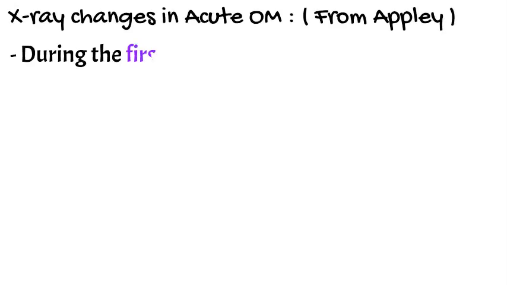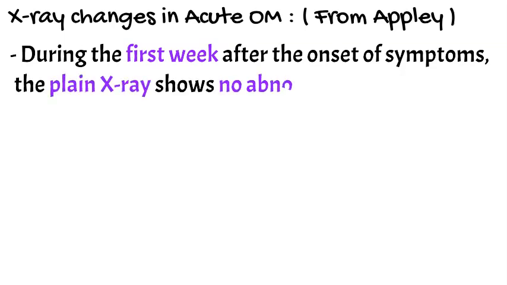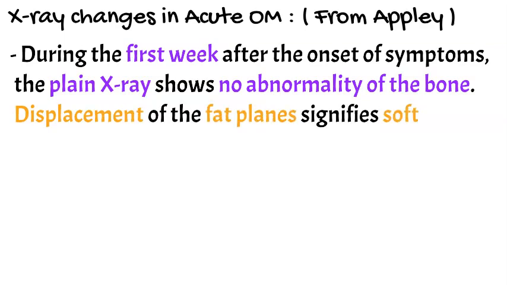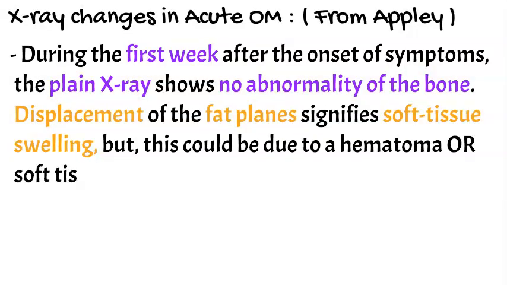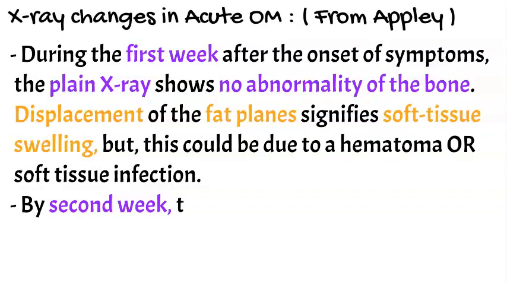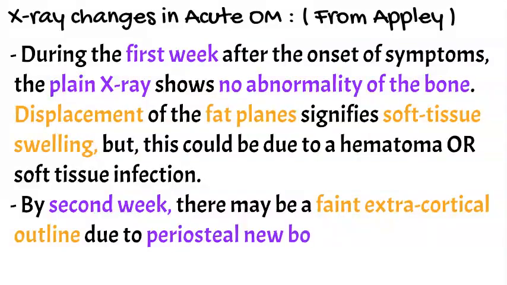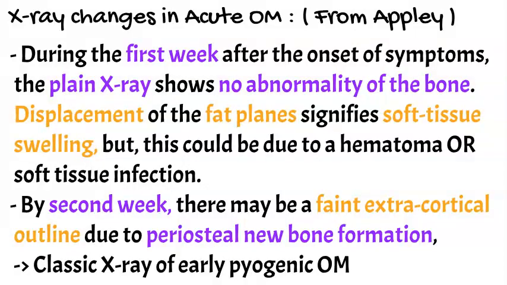X-ray changes in acute osteomyelitis. This is taken from Apley's textbook. During the first week after the onset of symptoms, the plain X-ray will show no abnormality of the bone. The displacement of the fat planes signifies a soft tissue swelling, but this could be due to a hematoma or a soft tissue infection. By the second week, there may be a faint extracortical outline due to periosteal new bone formation.